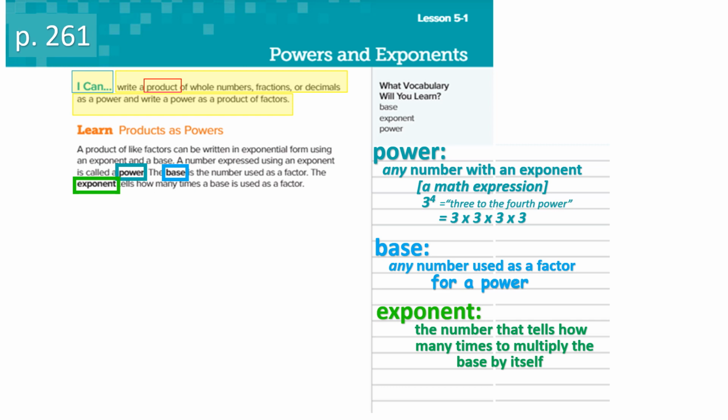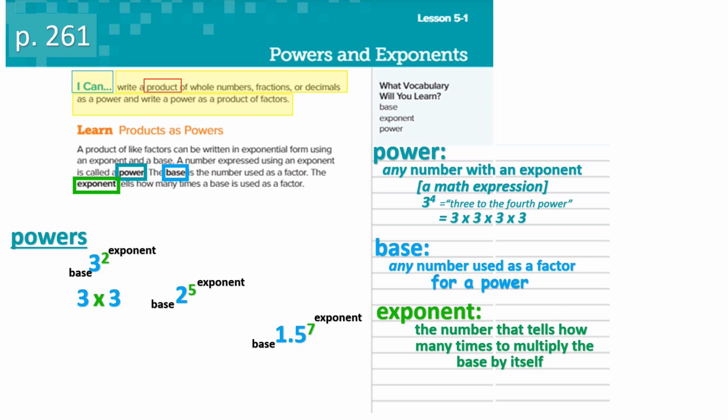Write that down in your notes, please. The exponent is the number that tells you how many times to multiply the base by itself. So when we have powers, such as 3 to the second power, 2 to the fifth power, 1 and 5/10 to the seventh power, then I know I'm going to take the base and create math problems with them by looking at the exponent. The exponent tells me how many times to write it down in a math problem.